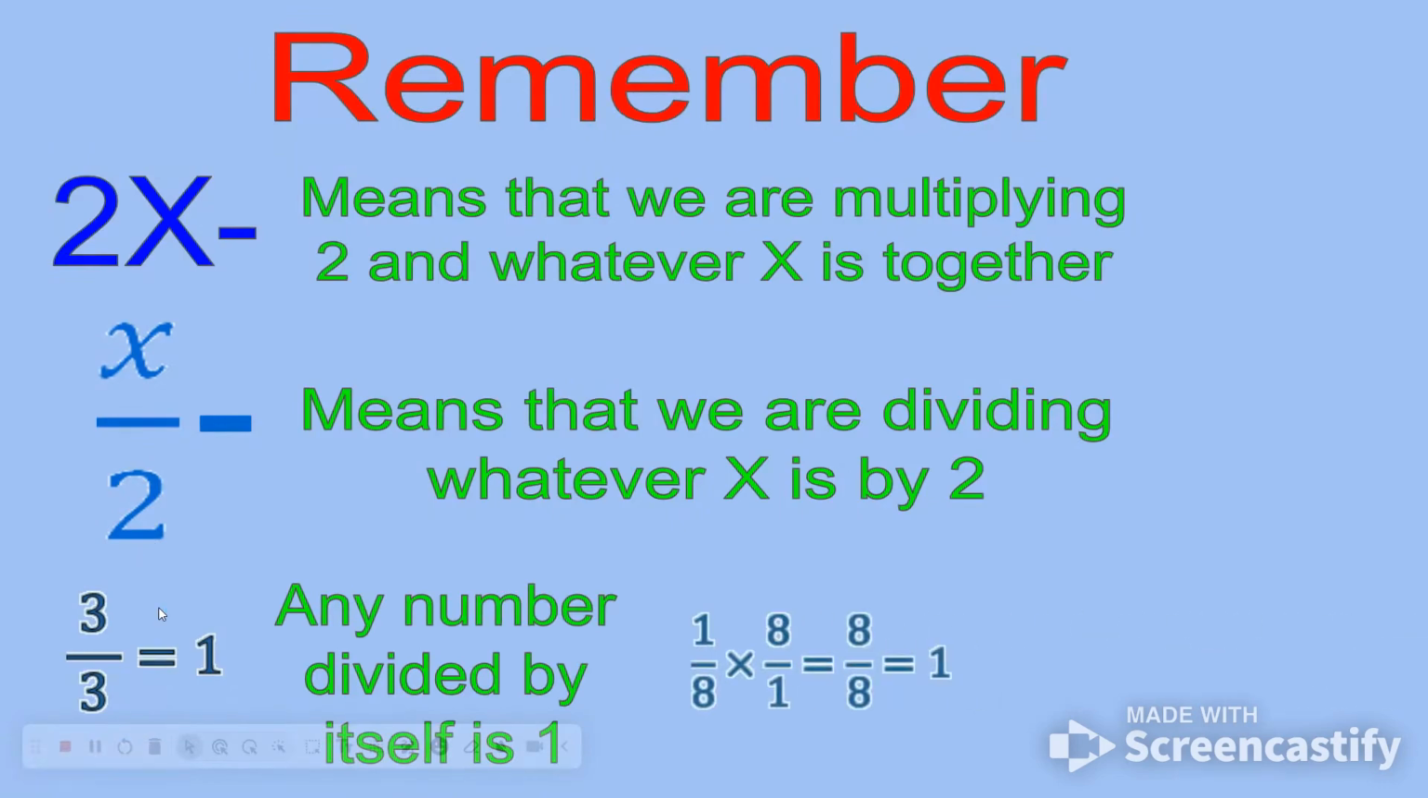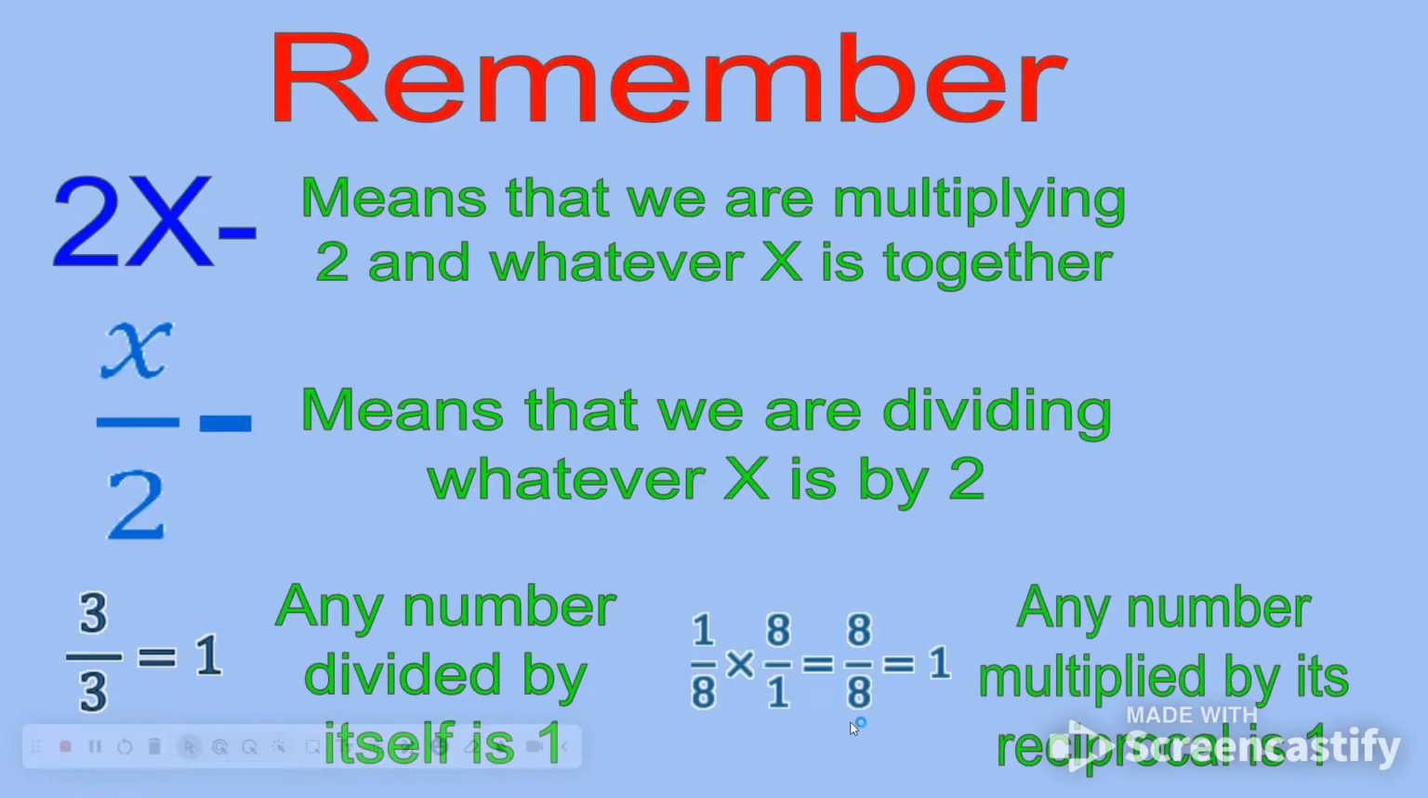We also have fractions multiplied by reciprocals. Anytime you have a fraction and you multiply it by its reciprocal, which means you just flip it over, so 1 over 8 and 8 over 1 are reciprocals of each other, you're always going to get 1, because when you multiply, you always end up with a number divided by itself. So anytime you multiply a number by its reciprocal, you always get 1.